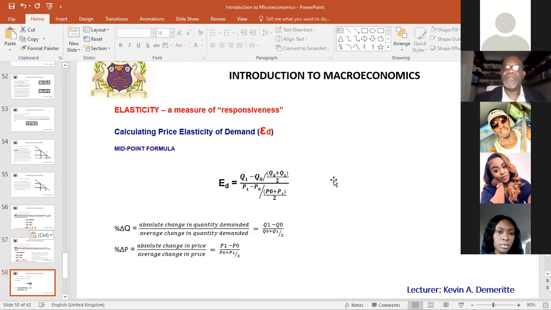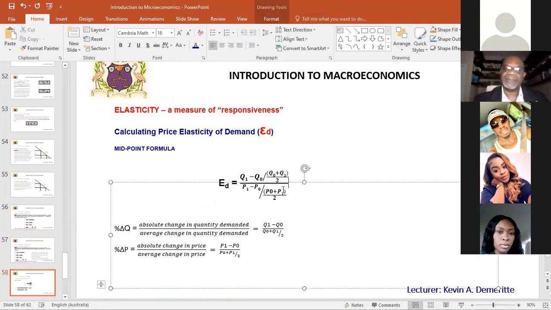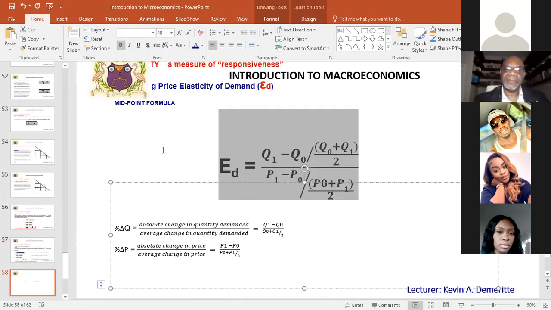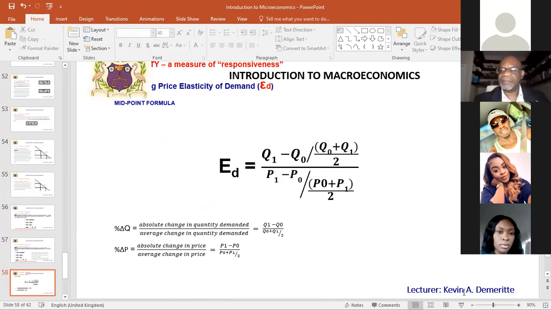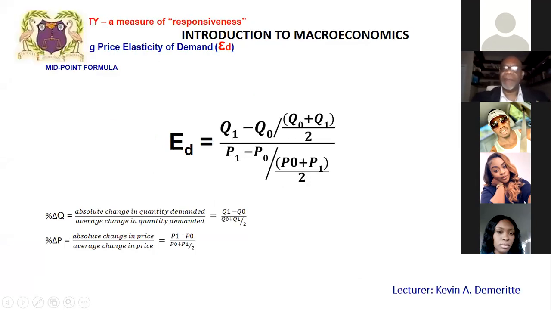And that brings us to where we are now, what is called the midpoint formula. And yes, it's even more messy than the previous formula we just looked at. All right. The midpoint formula takes the same quantities, Q1 and Q0, but then takes the average of them and the absolute value of them, and then divides the average by the value.